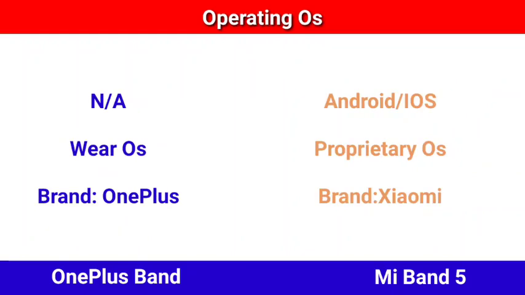Now let's talk about operating system. OnePlus Band operating system Android, iOS not confirmed, and it has Wear OS property. And the brand is OnePlus. MI Band comes with Android, iOS support, proprietary OS, and it has brand Xiaomi.